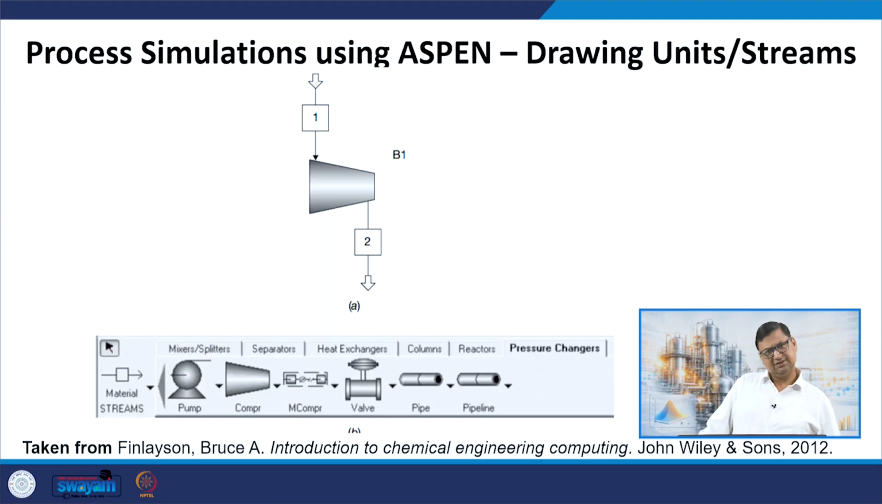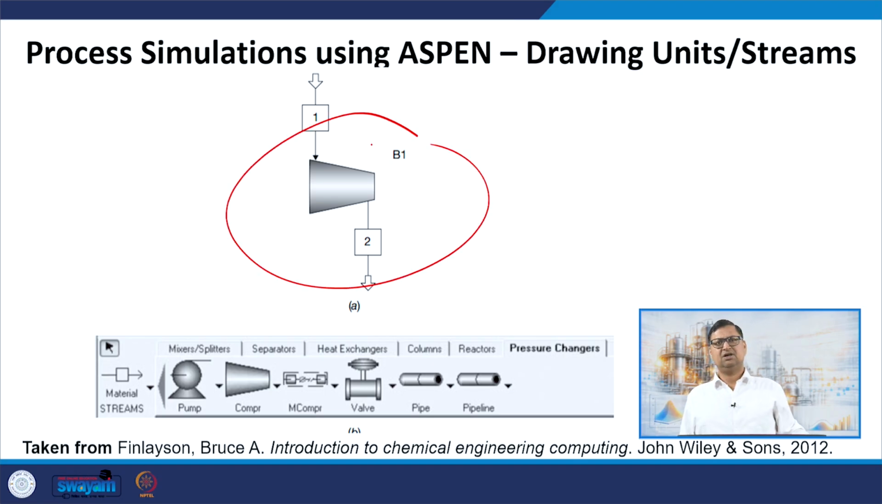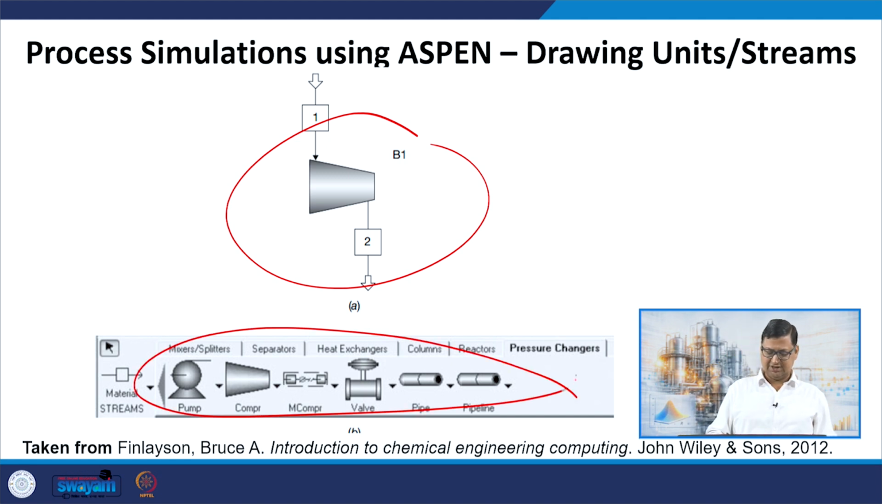Okay, so then the next step, or maybe earlier also you can do that, is to draw the units and streams, right? So I'm showing you an example of a compressor. Nowadays the software have very nice graphical user interfaces, so you can actually pick what equipment you want. There is a list of things you can pick from. Whatever equipment you want to put, you just click it in there, it will appear, and it will come with some default streams, or you can also add additional streams as you require.